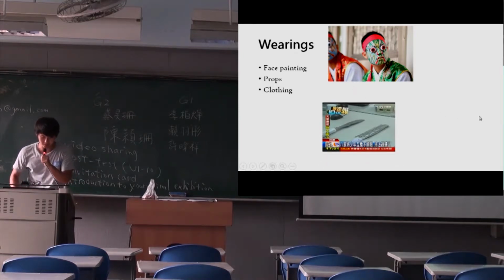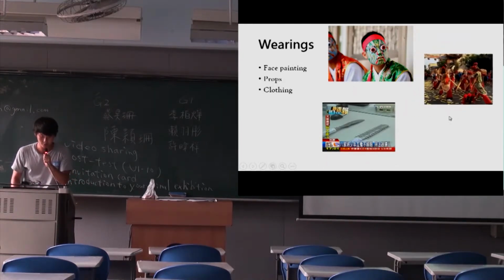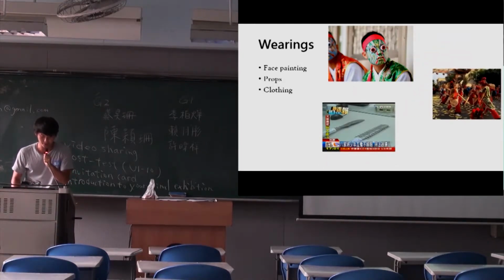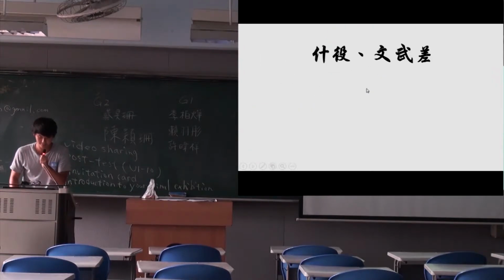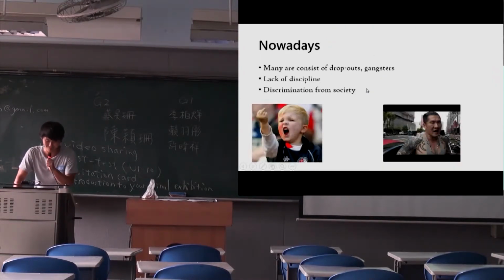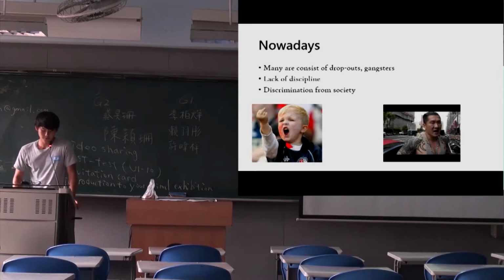Okay, let's see the wearings. The wearings focus on three main parts. It's face painting, that's very furious and handsome, yeah. And props, we call them 法器. And their clothing. And each different 家将 has different face painting and 法器. And we will introduce it later.